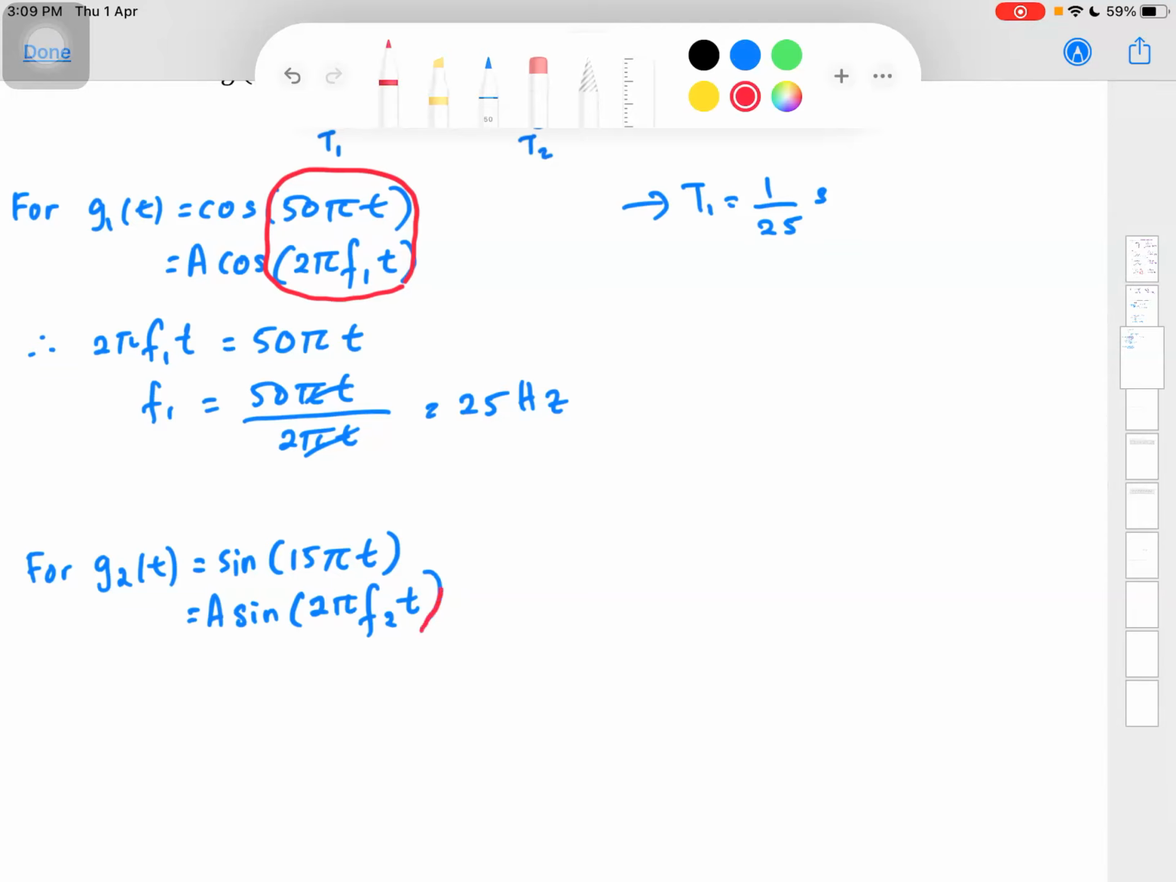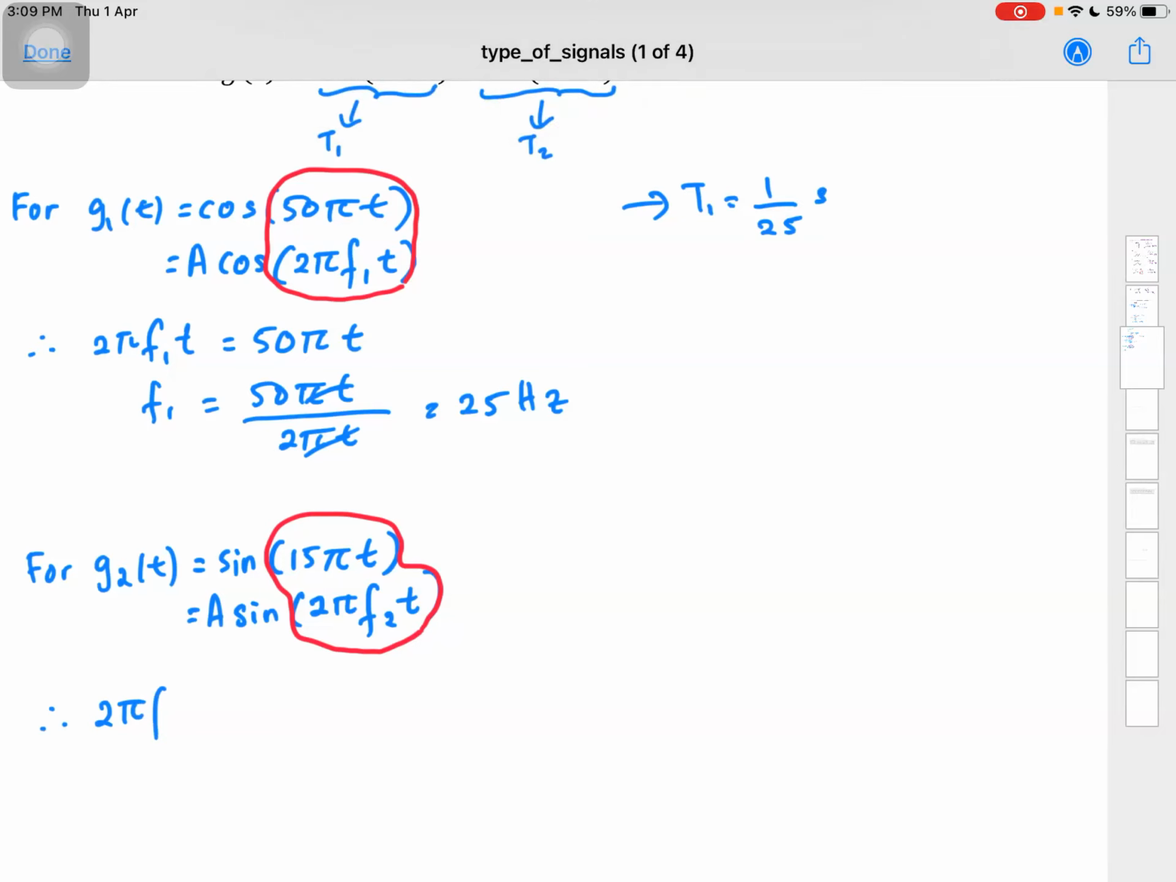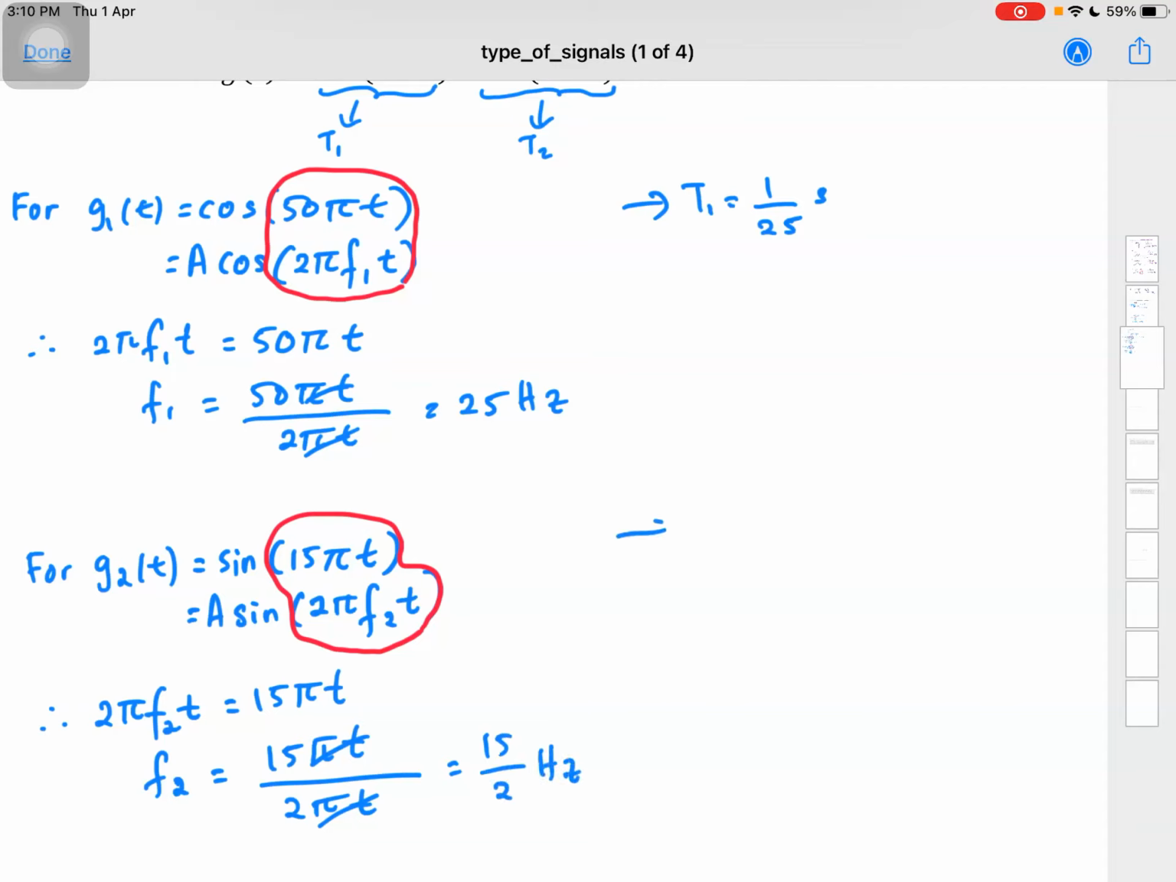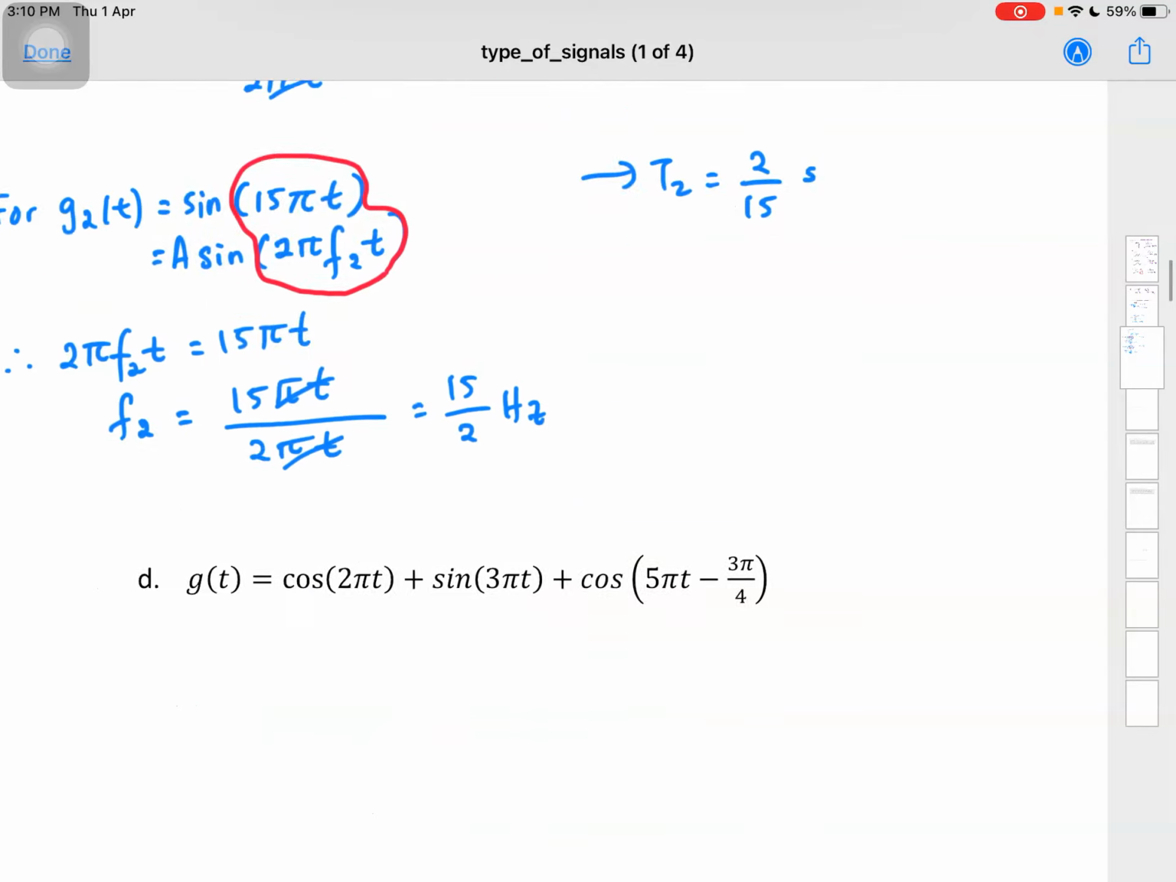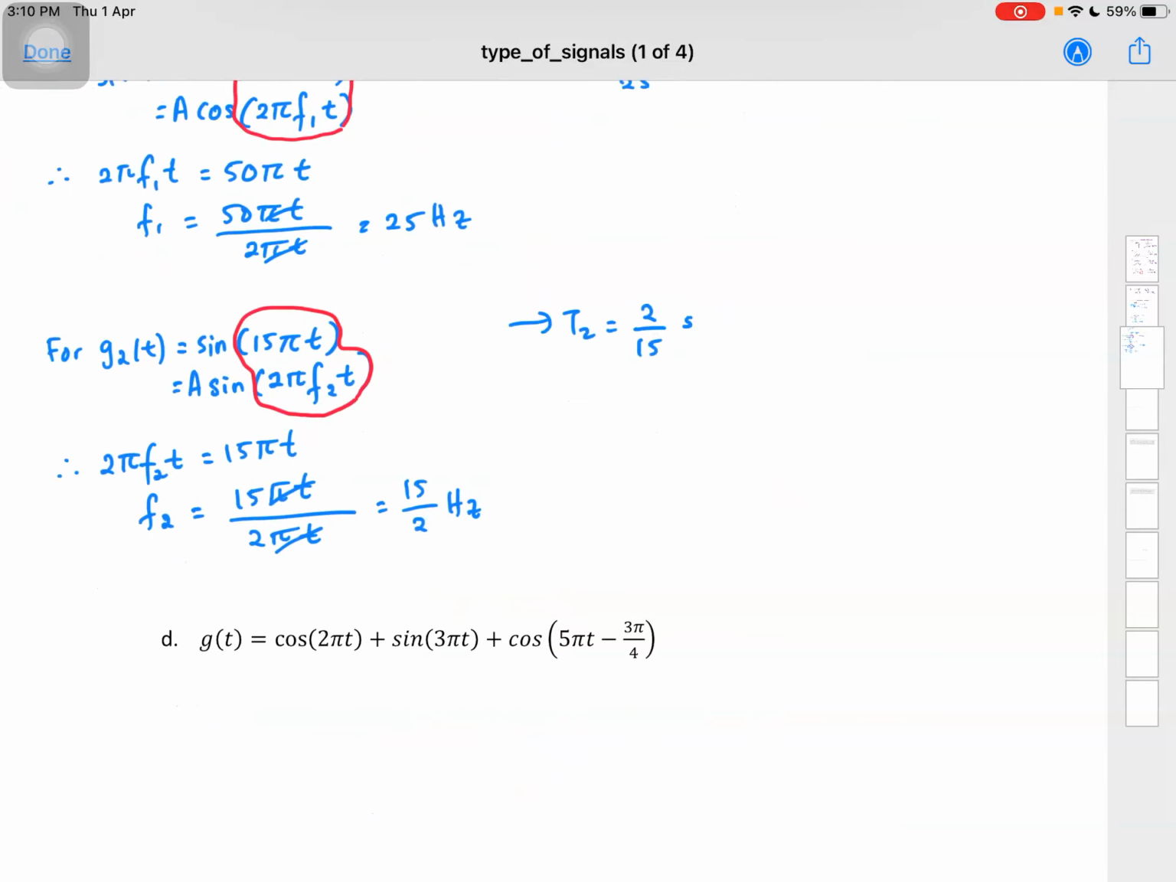Okay, so we make again the one in the bracket equal. So we will have 2 pi f2 of t equals to 15 pi t. So we can calculate for f2, which is 15 pi t over 2 pi t. So they cancel out, but these two cannot cancel out, so we leave it as 15 over 2 hertz. Okay, so our T2 will be 2/15 second.